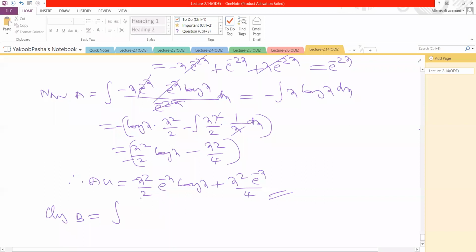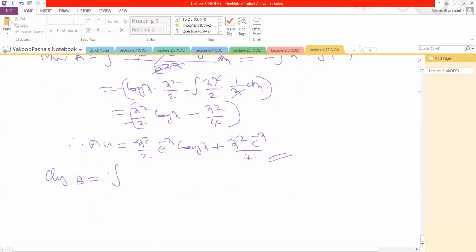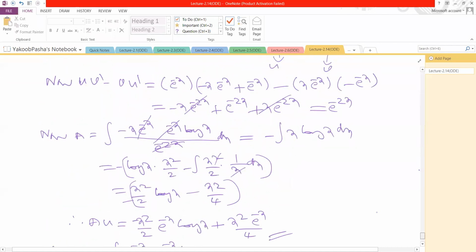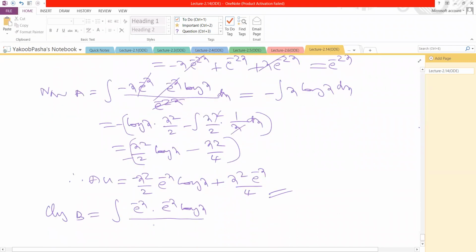B is equal to the formula UR. Here U is equal to e power minus x, R is equal to e power minus x into log x. The denominator is e power minus 2x into dx. E power minus 2x will be cancelled. This is the integration of log x. The integration of log x formula, I am directly writing: x log x minus x.